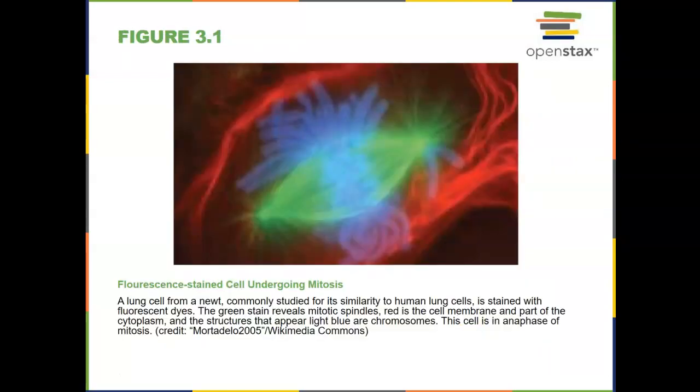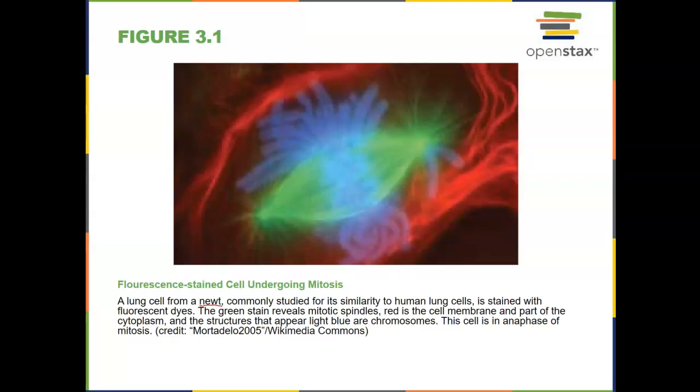So we're going to look at a few pictures first. In figure 3.1 in your book, you're looking at a picture of a cell that's undergoing mitosis, or cellular division, in a lung cell from a newt of all things. You guys know what a newt is? Look them up. They're totally cute. The reason they use newts to look at lung cells is that newt lung cells are very similar to human lung cells. Newts are easy to keep in terrariums for study. They're great research tools. What they did was they stained this cell with a number of colorful dyes.